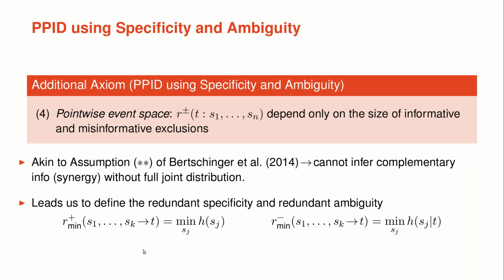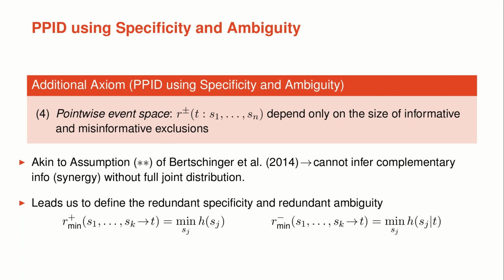We suggest that should be that in the pointwise spaces, the redundancy components should depend only on the size of the informative and misinformative exclusions. Just the size, not whether they're overlapping or not. This is akin to an important assumption of previous work from Nils Bertschinger and company, which suggested that you cannot infer complementary information or synergy without knowing the full distribution.